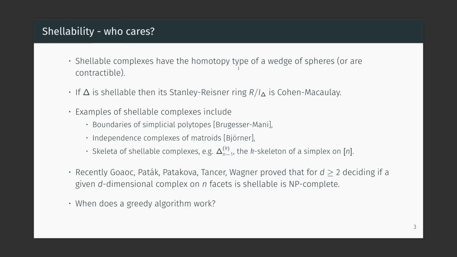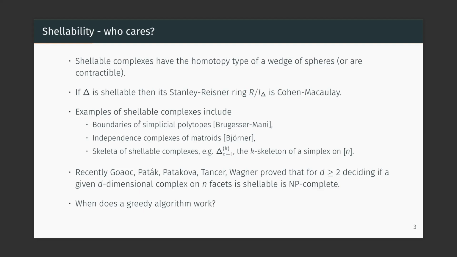And on the algebraic side, it turns out that if delta is shellable, then its Stanley-Reisner ring, this thing I mentioned, is what's called Cohen-Macaulay, which has some nice applications to upper bound theorems and other kind of big theorems and face counting, things like that. And these shellable complexes also show up in the wild, right?